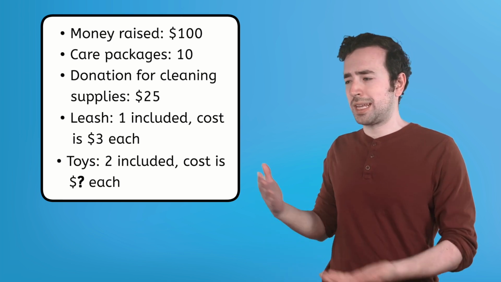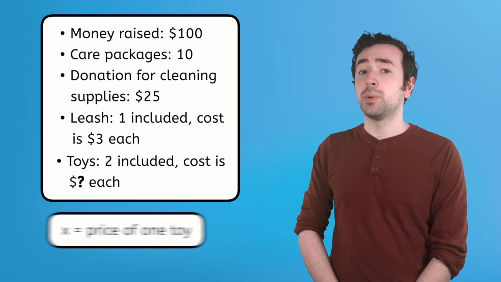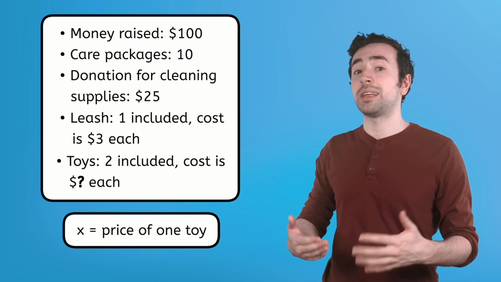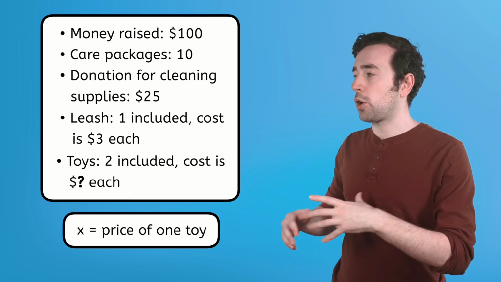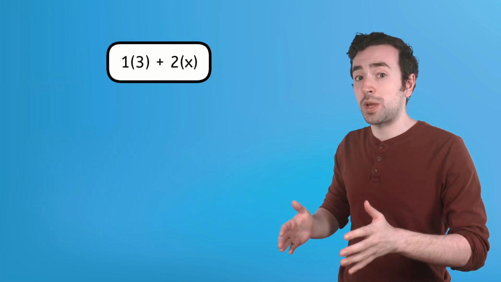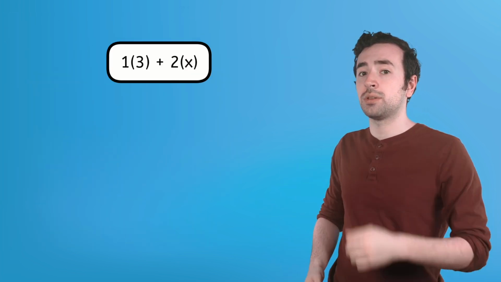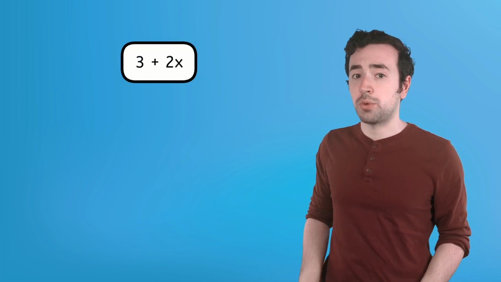You came in when I was setting up the equation earlier. Here's what I have so far. I decided my variable will be x, and it represents the price of one toy. Each care package has one leash that costs $3 and 2 toys that cost x dollars, which would be 1 times 3 plus 2 times x altogether. 3 times 1 is 3, so that simplifies to 3 plus 2x.